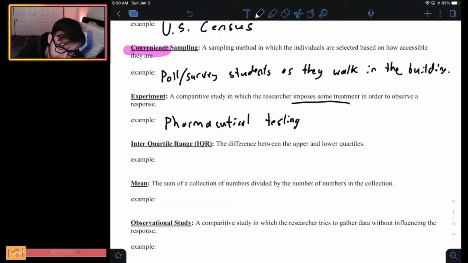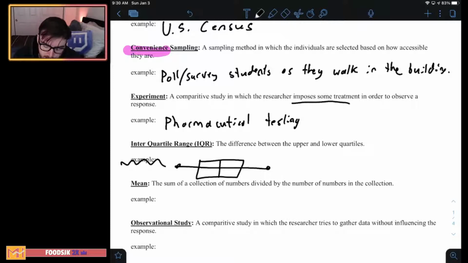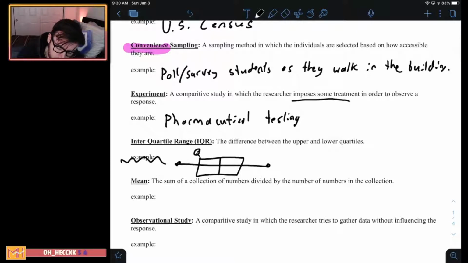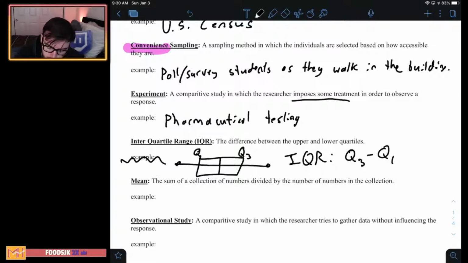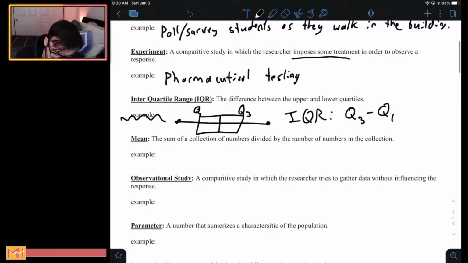Interquartile range. I'm not really going to come up with an example here. You just need to know what this is. When you have a box and whisker plot, which you've seen before in the past, probably in like 6th or 7th grade, this is called Q1. That number right there, and that's called Q3. The interquartile range is Q3 minus Q1. We'll use it here in a bit.